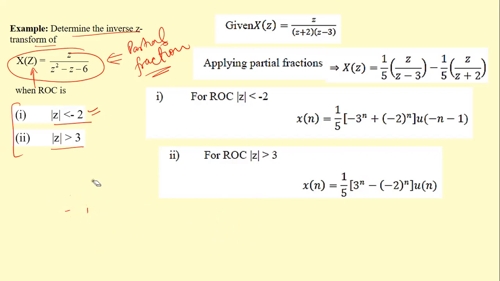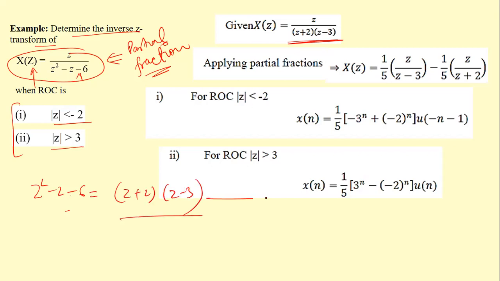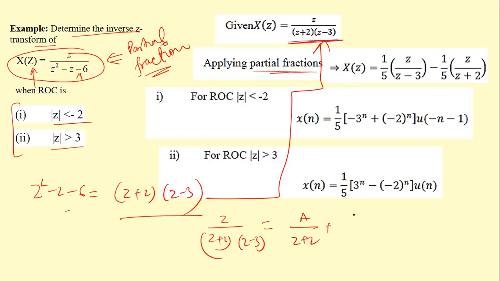Now in the first question, the region of convergence is less than minus 2. When we open up this bracket, z square minus z minus 6, if we factorize this, we have z plus 2 and z minus 3, right? So these are the factors. Then we'll have the partial fraction: 1 upon z plus 2, z minus 3 is equal to a by z plus 2 plus b by z minus 3.